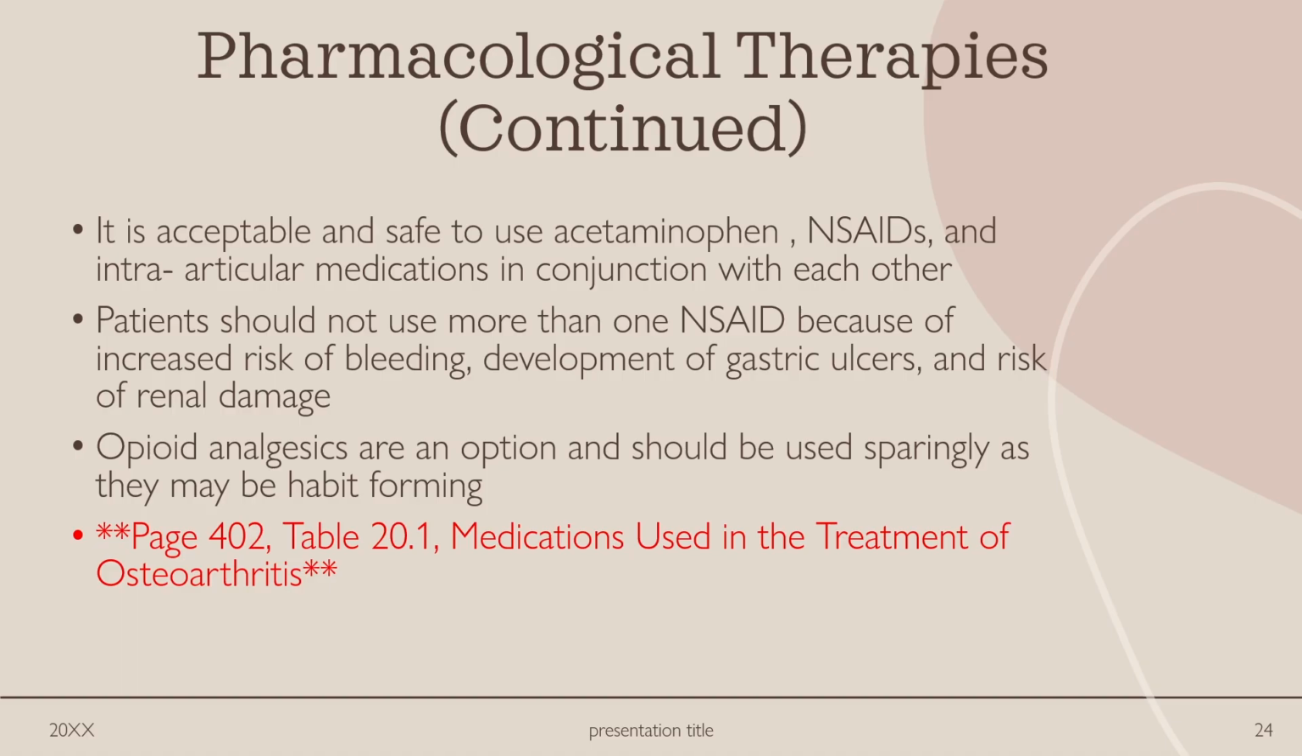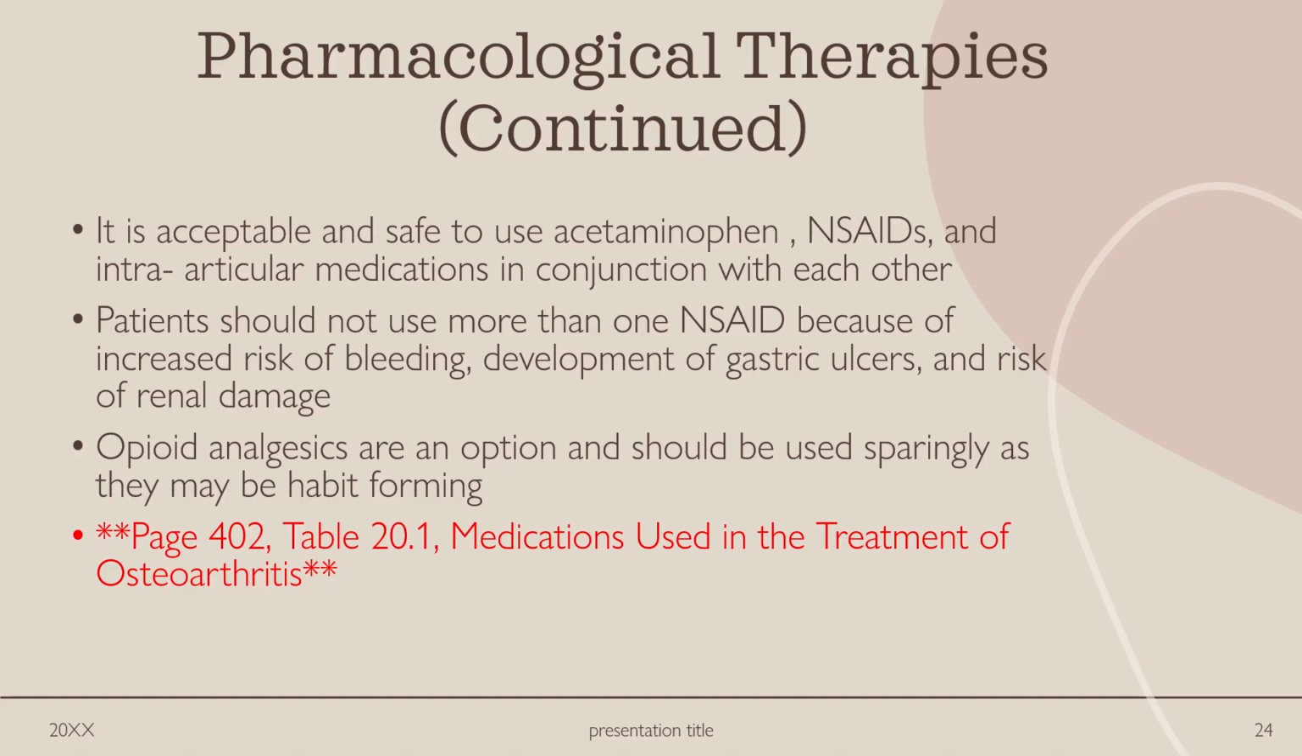So it is acceptable and safe to use acetaminophen, NSAIDs, and intra-articular medications in conjunction with each other, meaning that this is something we can mix and match. Patients should not use more than one NSAID because of increased risk of, again, that bleeding, the development of gastric ulcers, and there is a risk of renal damage. And then opioid analgesics are an option and should be used sparingly because they may become habit forming.